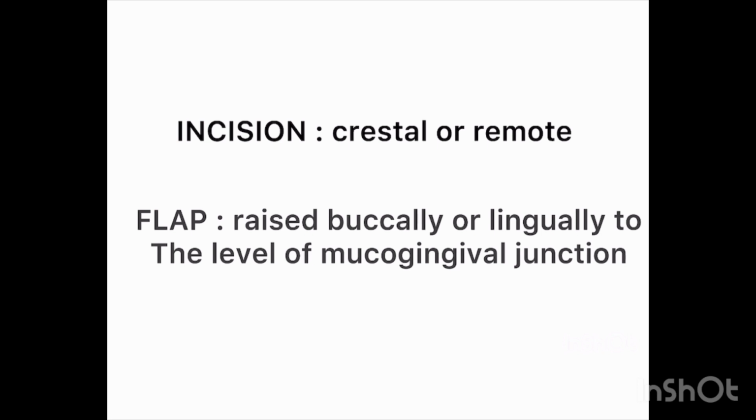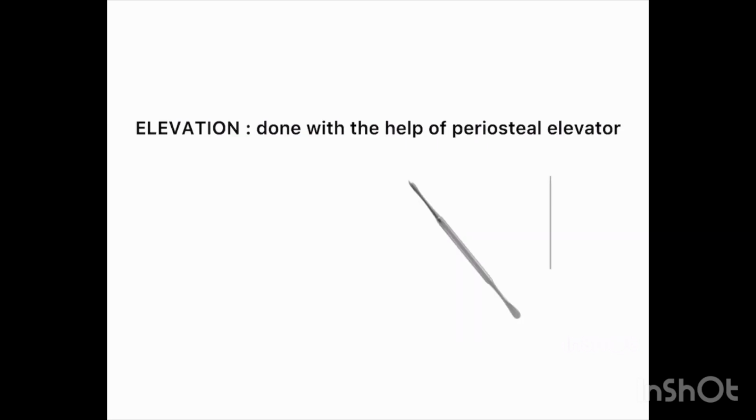Now the incision is either crestal or remote incision. There are various types of incision, and the incisions used here are these two. Now the flap will be raised either buccally or lingually, and it is raised up to the level of the mucogingival junction. And then elevation is done with the help of a periosteal elevator, you can see here.